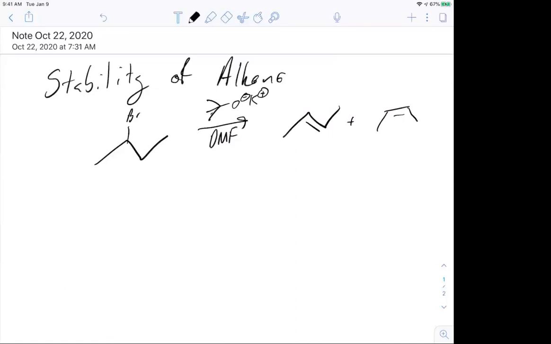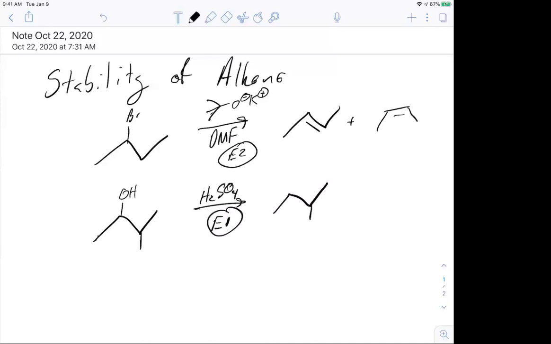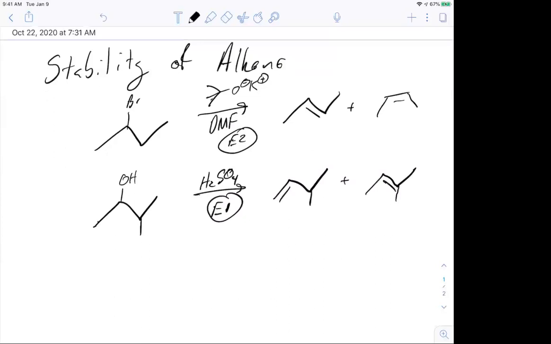If we think about an SN2 type product, an E1, so here we have E2. If we look at H2SO4 and we have an E1 process, again, we have multiple possible products, right? We could get this one, or we could get this one. So we need to think about the stability of the alkenes to help us predict the product.